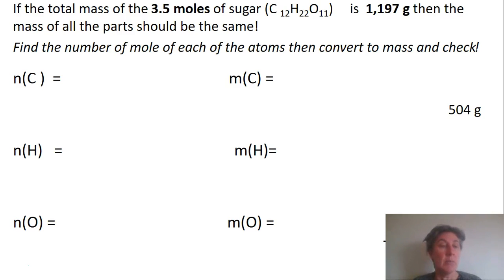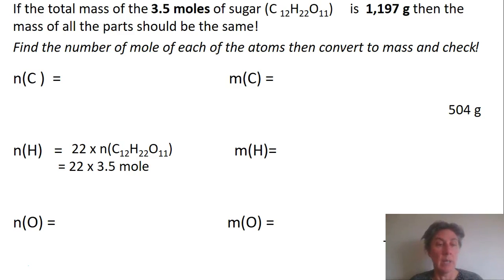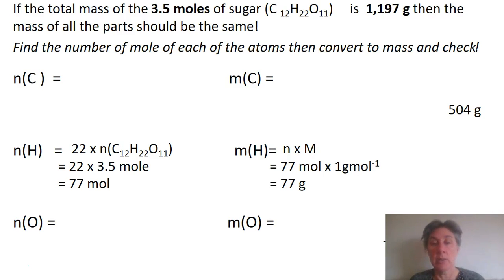Do the same thing with hydrogen. So we want to know how many moles of hydrogen. We relate it to the sugar. It's 22 to 1. Take the sugar over the other side, multiply it. So you've got 22 times more groups of hydrogen than you have groups of sugar. So we've got 77 groups altogether. Each group weighs 1 gram, so we've got 77 grams.